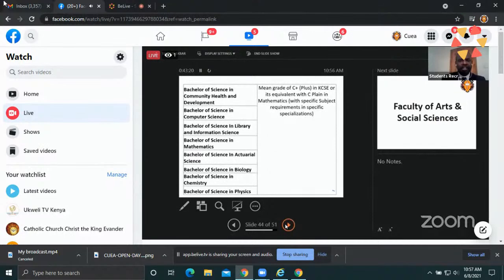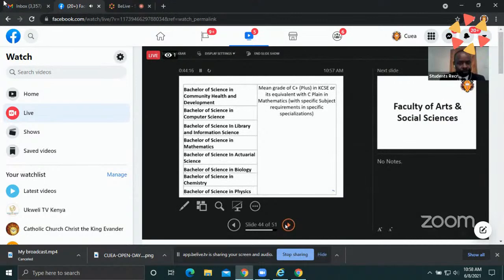For those studying mathematics and actuarial science, you will be required to have above C plus as a minimum grade. So this is the specific subject requirement for the specific specialization. If you are coming for Bachelor of Science in Mathematics or actuarial sciences, you are required to have above C plus in mathematics. For Biology, above C plus in biology; Chemistry, above C plus in chemistry; and Physics, above C plus in physics.